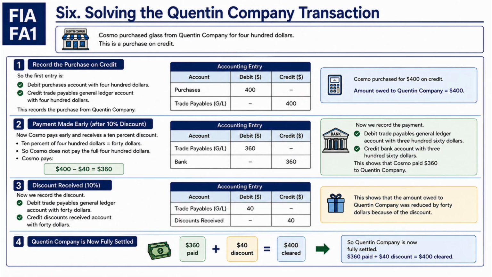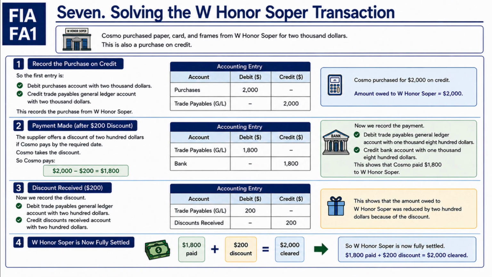$360 paid plus $40 discount equals $400 cleared. 7. Solving the W. Honor Soper transaction. Cosmo purchased paper, card, and frames from W. Honor Soper for $2,000. This is also a purchase on credit.